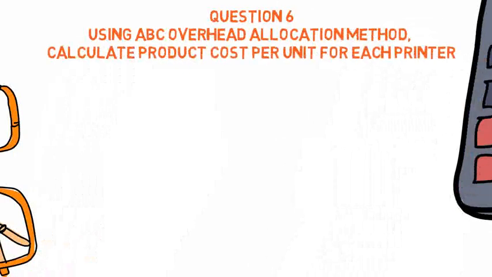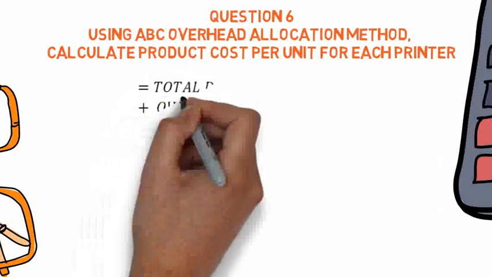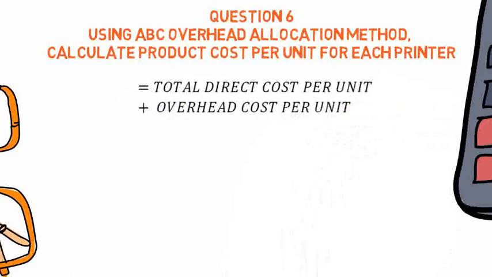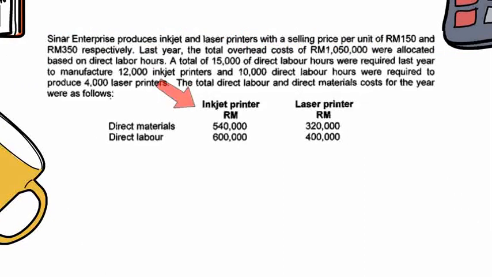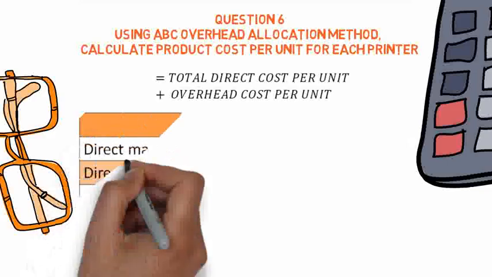Next question is, using ABC overhead allocation method, calculate product cost per unit for each printer. Formula to calculate product cost per unit is direct cost per unit plus overhead cost per unit. We already calculated overhead cost per unit, and we need to find direct cost per unit for each printer. For inkjet, as per highlighted, direct material cost and direct labor cost are Rm 540,000 and Rm 600,000, respectively.